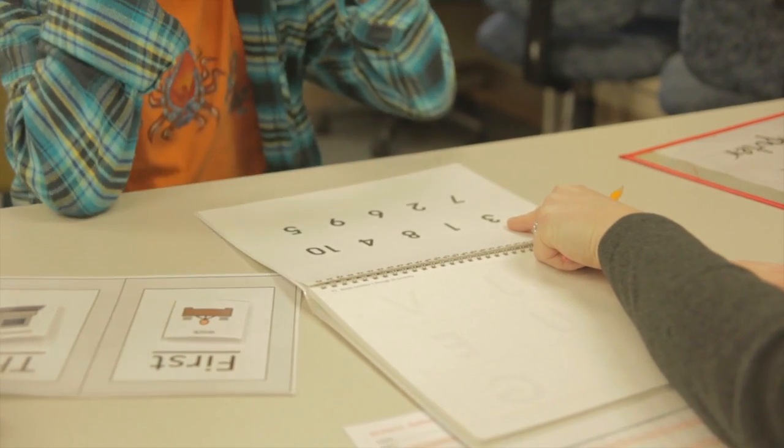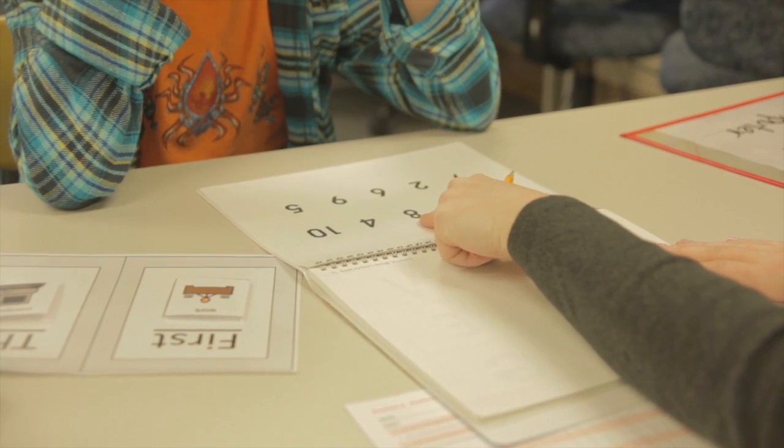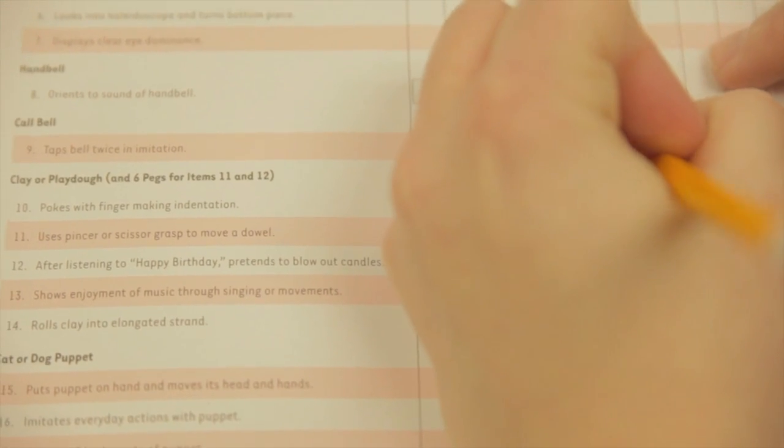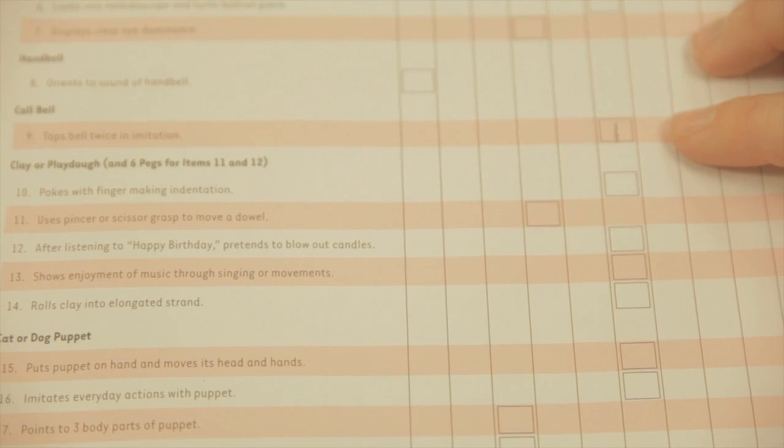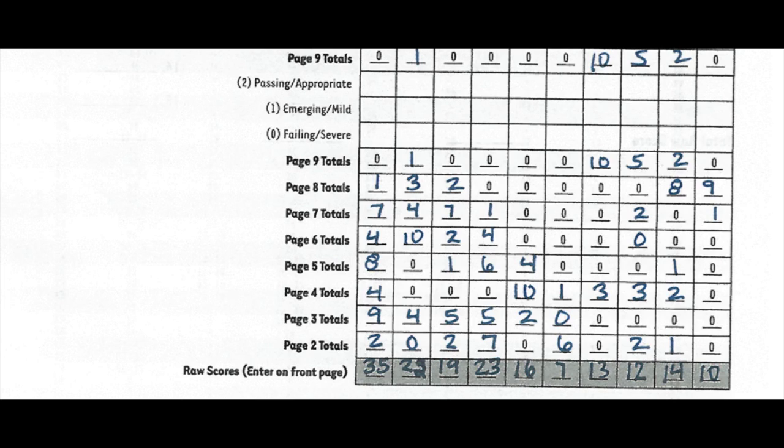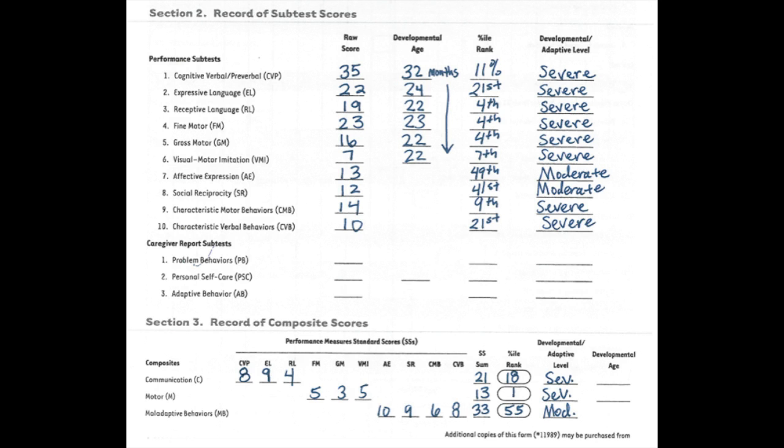After all items have been administered and the scoring completed, it is time to sum all of the subtests to create raw scores. All of the scored items are added together on the last page of the summary booklet to create a raw score for each subtest. These summed raw scores are then transferred to the front of the summary booklet, and using the tables in the examiner's manual are transformed into developmental ages, percentile ranks, and developmental and adaptive levels.